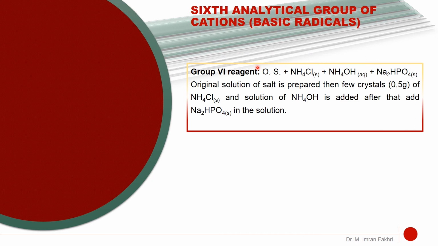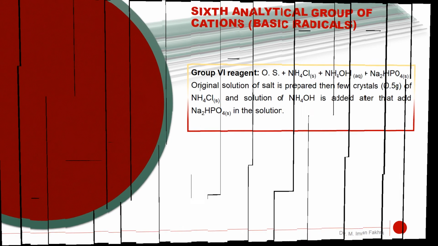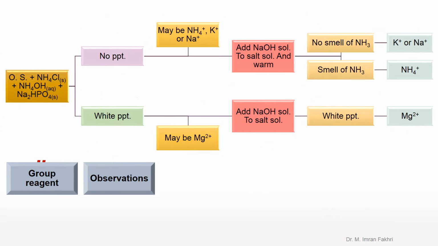The sixth analytical group of cations is observed by the addition of ammonium chloride, ammonium hydroxide, and sodium hydrogen phosphate to the original solution. In the original solution, we have added ammonium chloride, ammonium hydroxide, and sodium hydrogen phosphate. If no precipitates are obtained, we may have ammonium ion, potassium ion, or sodium ions present. If a white precipitate is formed, this means that our given salt contains magnesium 2+ ion.